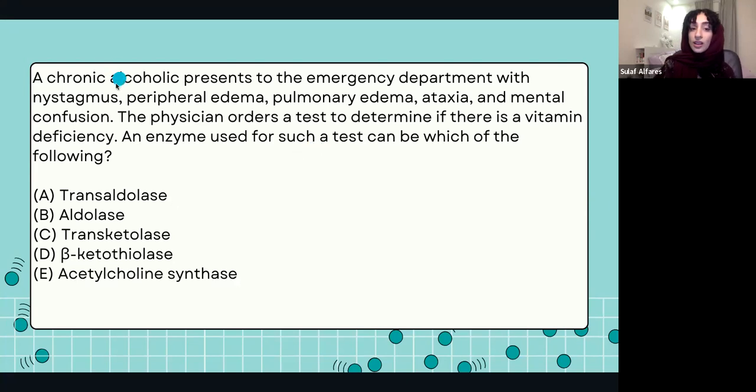And as we said, the tips in the question would be alcoholic and confusion. And they asked about a vitamin deficiency. So khalas, you're gonna know they're asking about B1 deficiency or thiamine.